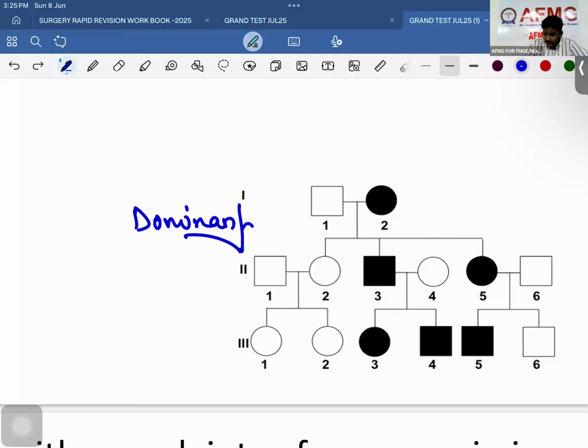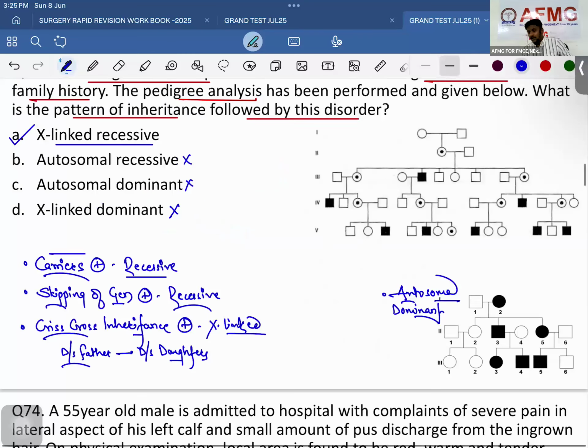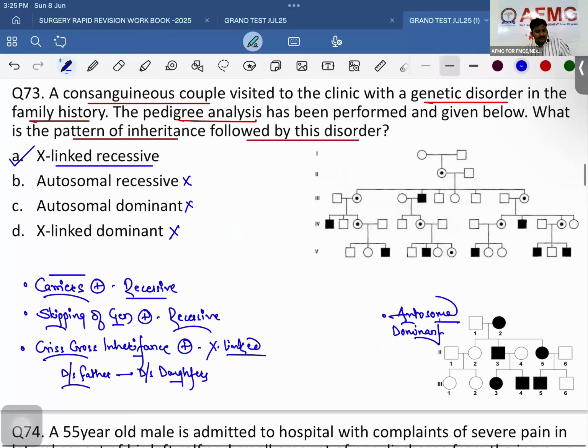क्रिस क्रॉस इनहेरिटेंस दिख रहा है क्या? नहीं, क्योंकि फादर को देखो, इज ट्रांसमिटिंग द डिसीज टू बोथ डॉटर एज वेल एज सन बेटा. सो नो क्रिस क्रॉस इनहेरिटेंस, मतलब इट इज autosomal in nature. So this is going to be an autosomal dominant trait beta. Hopefully clear to all of you now. This is how you identify the pedigree analysis.